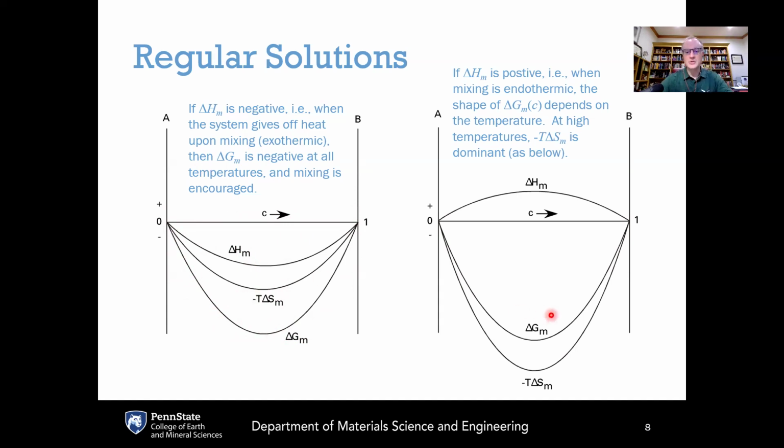Now, the situation becomes a bit more interesting on the right-hand plot. On this curve, what we've done is we flipped the sign of the heat of mixing. So now the delta H sub m is positive instead of negative. And what this is telling us here is that from purely a bond enthalpy point of view, the A and the A prefer to be bonded to each other, and the B and B prefer to be bonded to each other instead of having the mixed bonding between A and B.